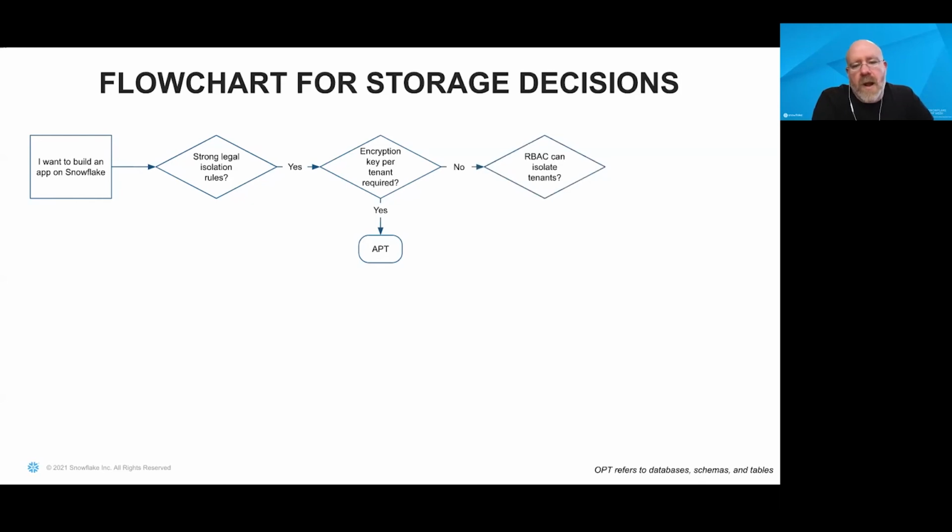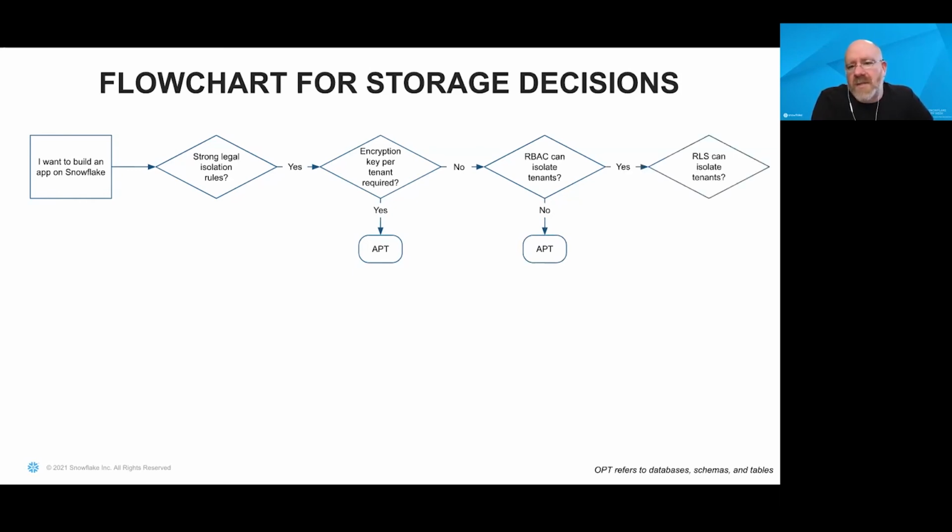If you don't have that requirement, then we can start to look at, all right, what are the different ways that we can isolate tenants? Is it okay that we're using role-based access control to isolate tenants? If it's not, then we're going to have to go down the account per tenant model, because that means that we're going to use account lines as the way to isolate tenants.